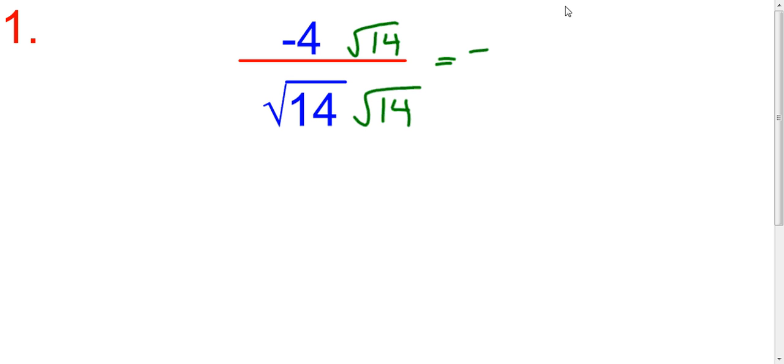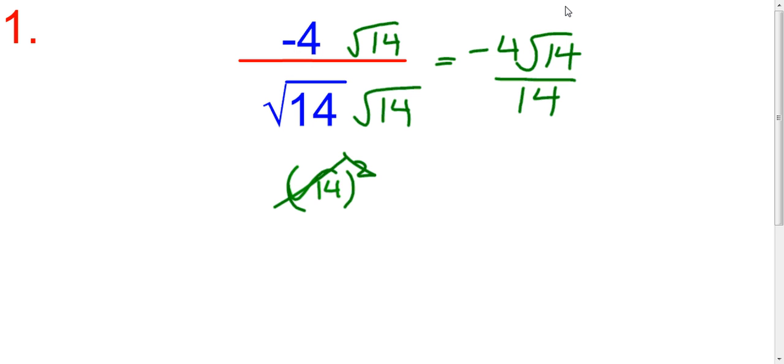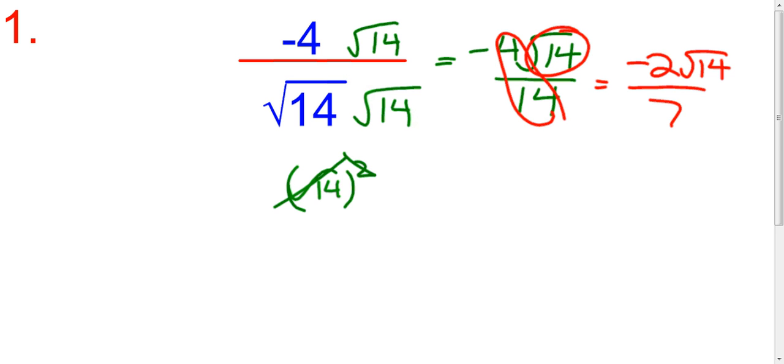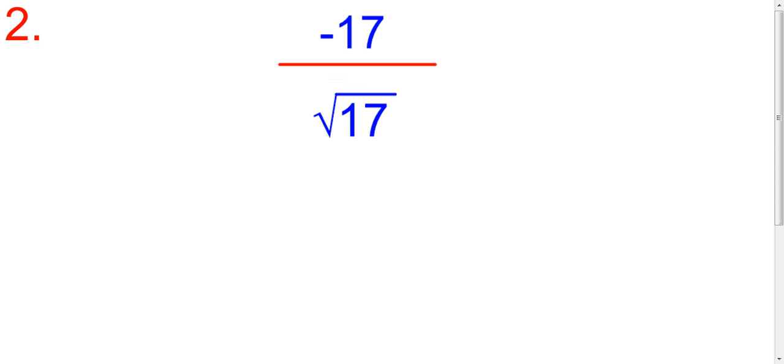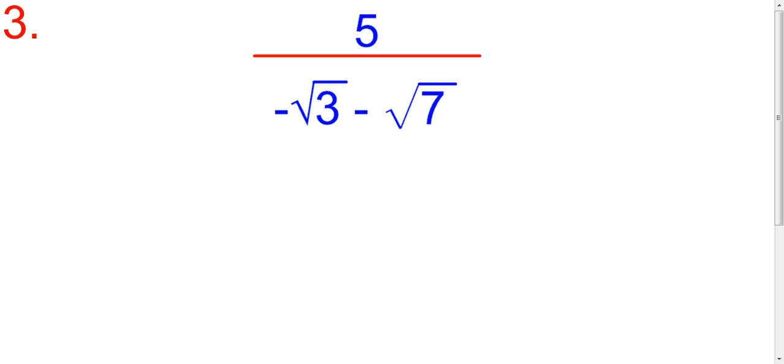So on the top, I just have -4 root 14, and on the bottom, root 14 times root 14. Basically what that means is it's root 14 squared, and the square root will undo each other, and you will just have 14. And then now you can take this -4 over 14 and reduce it to make that be -2 over 7. And of course, you still have the root 14 here. Okay, so you can reduce anything outside the radical and anything inside the radical, but you can't kind of cross planes there.